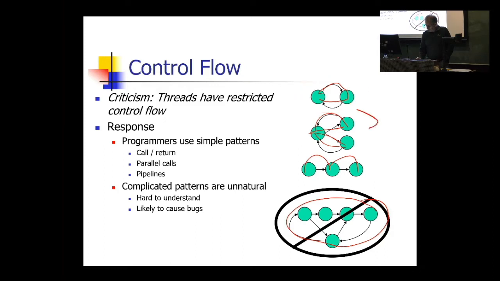This one here is fork and join. We have multiple worker handlers that reply when they're done, or build pipelines, one after another. So there are some standard structures that people tend to use, whether they're in the event-based world or the threaded world. So complicated patterns, which are perceived as an advantage of events, are likely to cause bugs, are harder to understand, and unlikely to be used anyway. So it's not really a good argument in the debate between events versus threads.